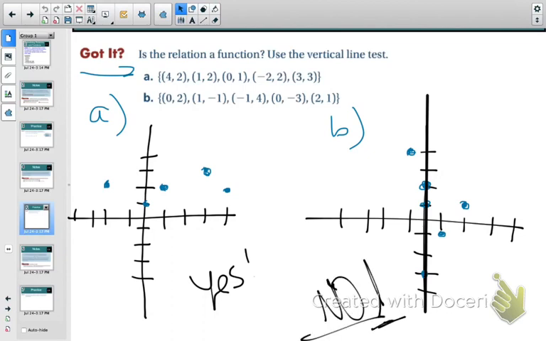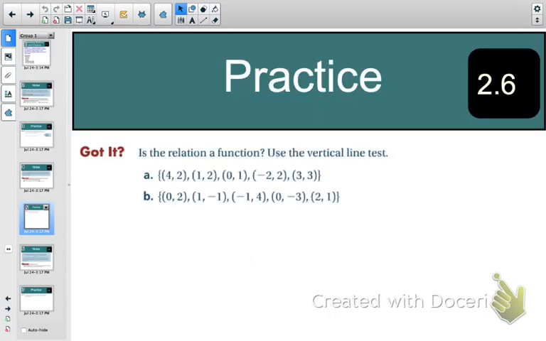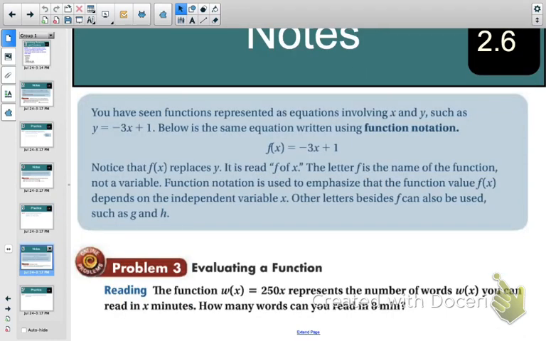Okay, so B does not pass the vertical line test, so that means it's not a function. Okay, next one. You've seen functions represented as equations involving x and y, like y equals -3x plus 1. Below is the same equation written in function notation. So basically we've just replaced the y with f of x.